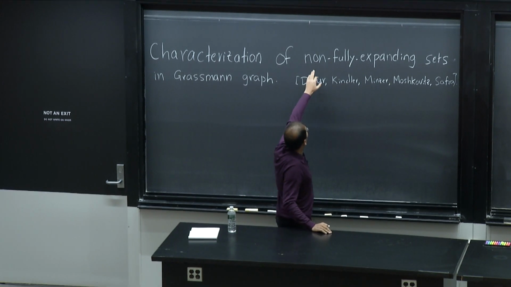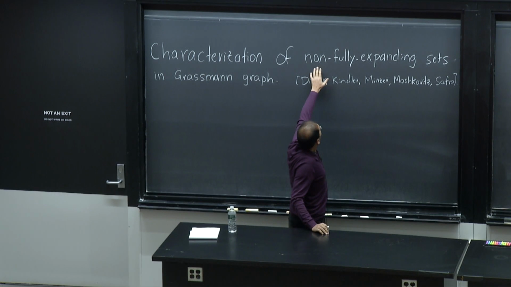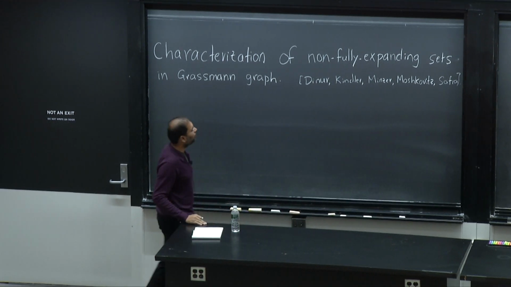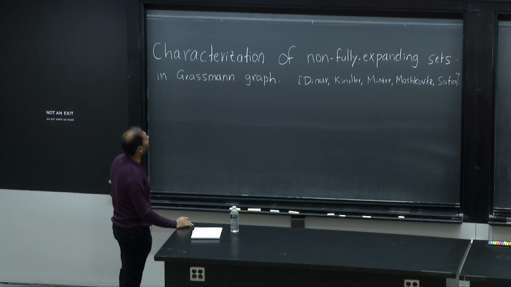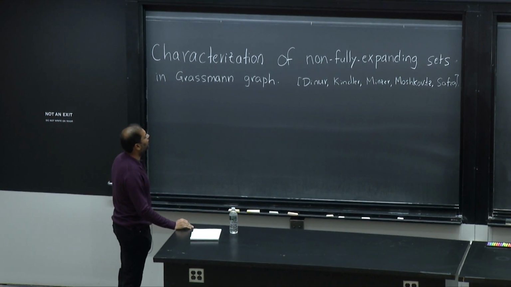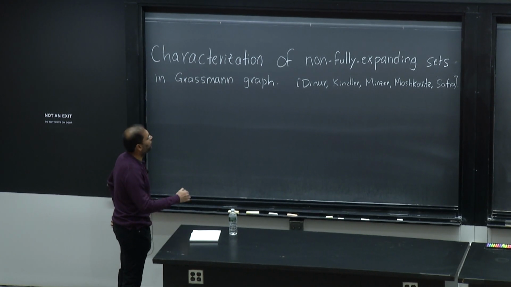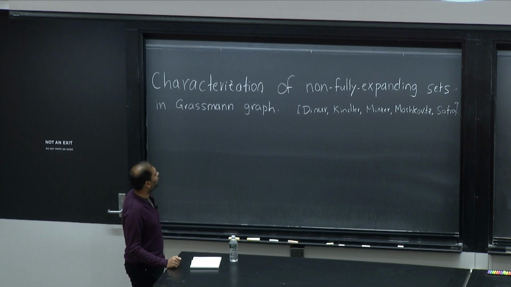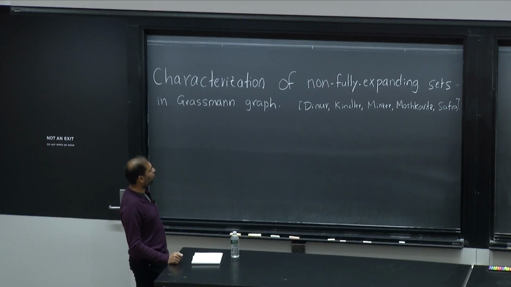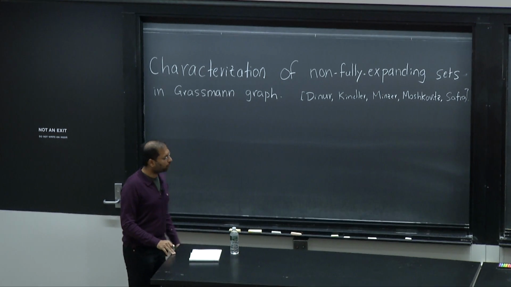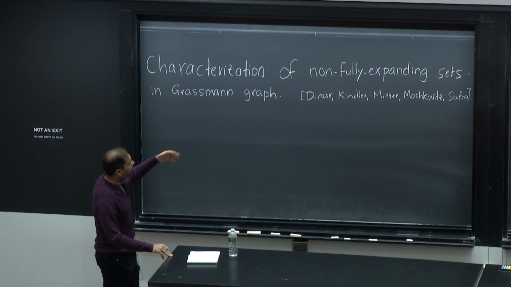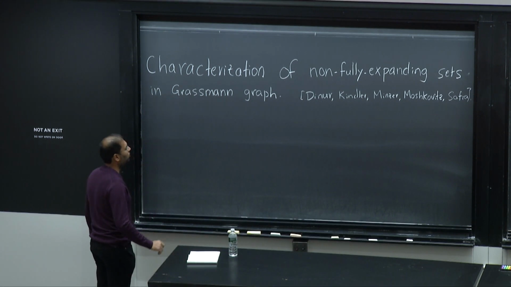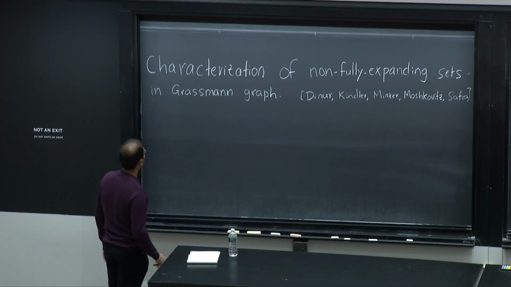We will be concerned about non-fully expanding sets in the Grassmann graph. So again, I will clarify what this means. And this is a sequence of joint works with various subsets of these authors: Irit Dinur, Guy Kindler, Dor Minzer, Dana Moshkowitz, and Muli Safra. And this result is used to prove the 2-to-2 games conjecture or theorem.